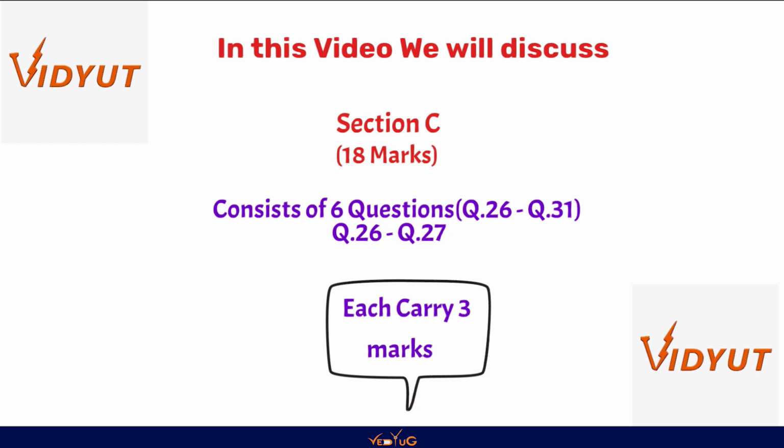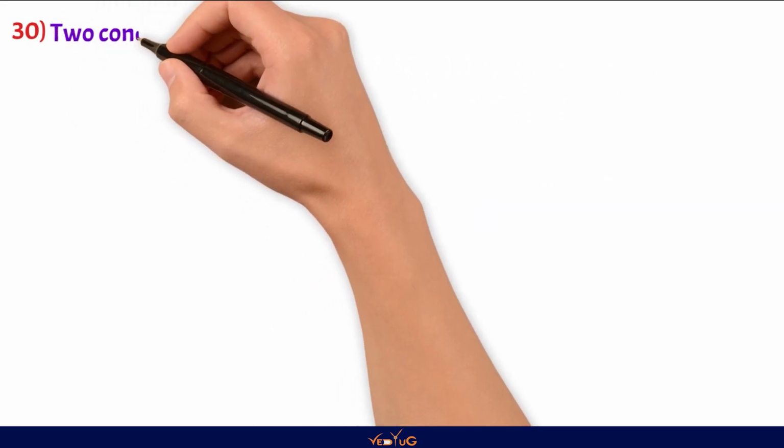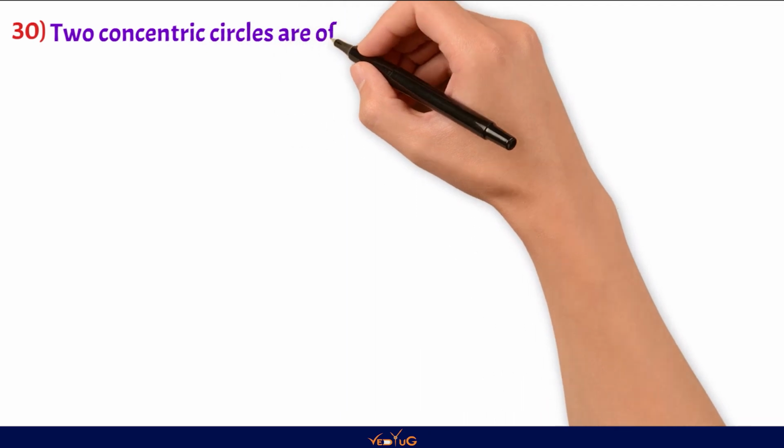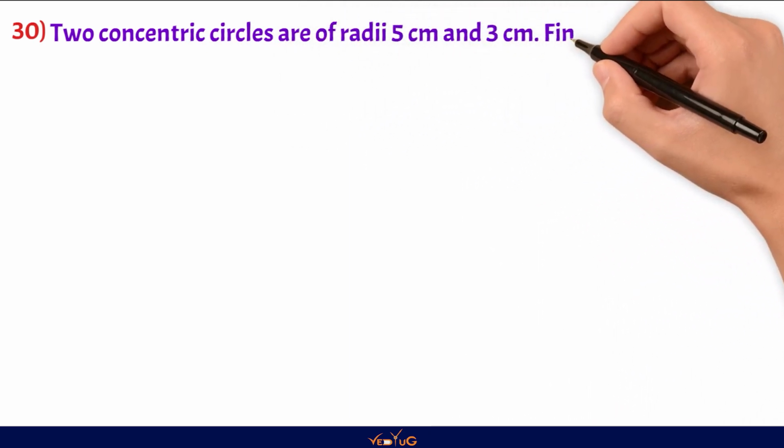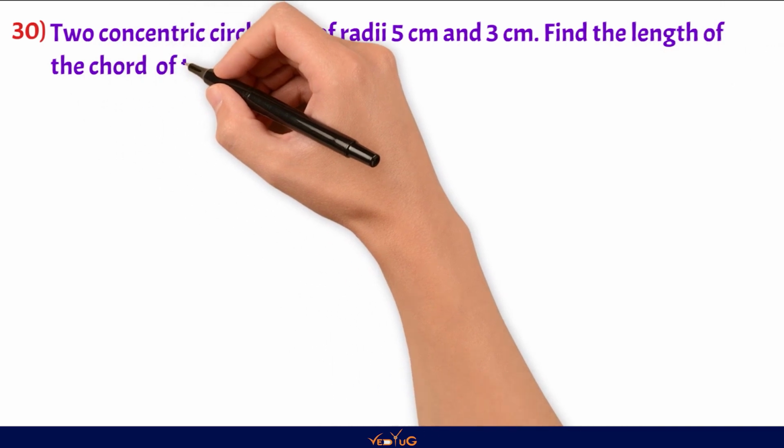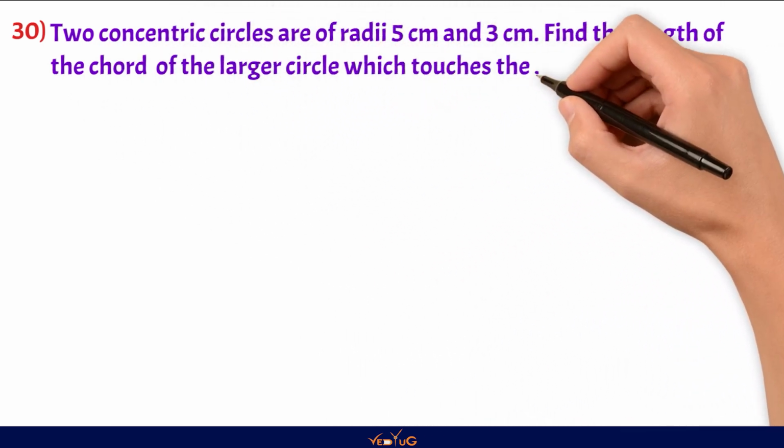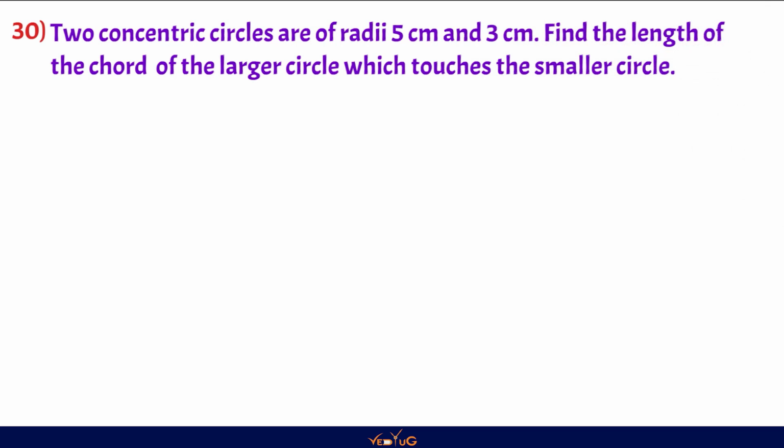Let's move on to question number 30, which is: 2 concentric circles are of radii 5 cm and 3 cm. Find the length of the chord of the larger circle which touches the smaller circle. Now, as you can see in the diagram, we are given 2 circles, a radius of 5 cm and a circle of radius 3 cm inscribed in it. Now, we have to find out the length of the chord of the larger circle which touches the smaller circle.